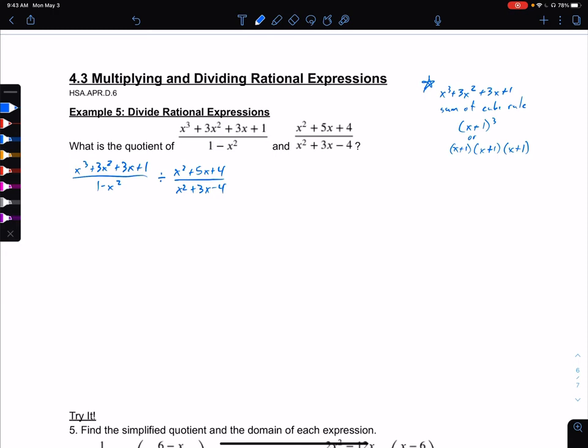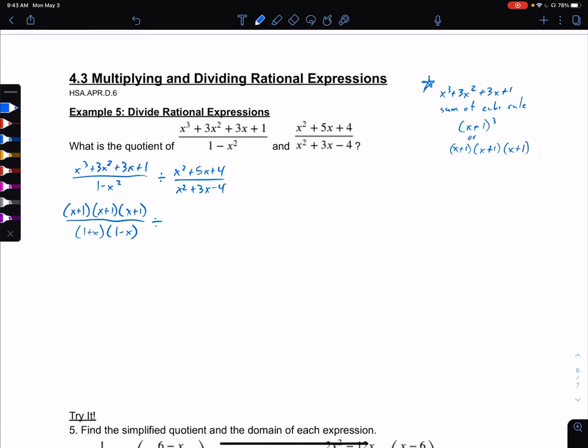It's the sum of cubes rule. Basically, it follows the pattern. So we have x plus 1 cubed. However, I'm going to write that as x plus 1 times x plus 1 times x plus 1. So just want to keep that in mind. And then my denominator, 1 minus x squared, that's going to be 1 plus x times 1 minus x. Stick with division for now.